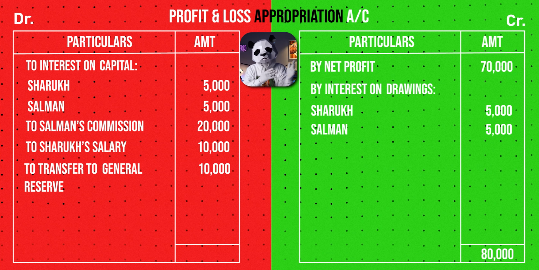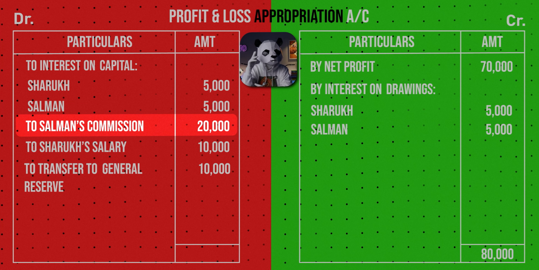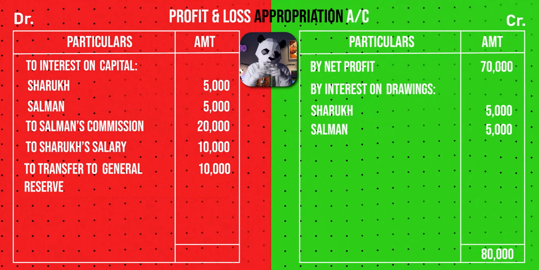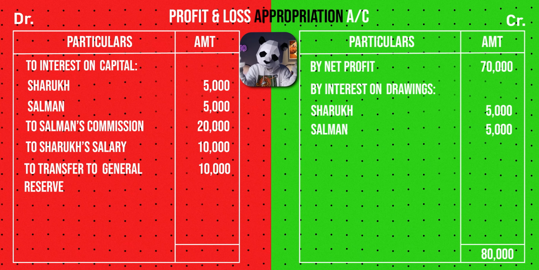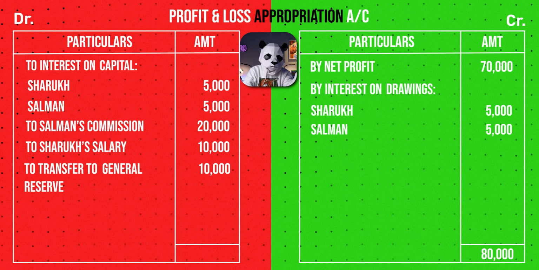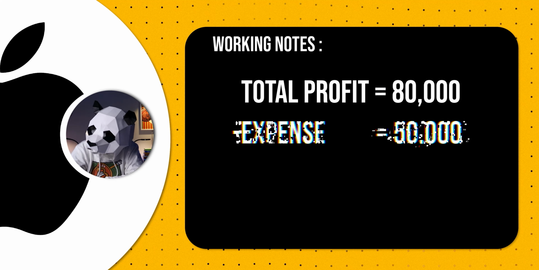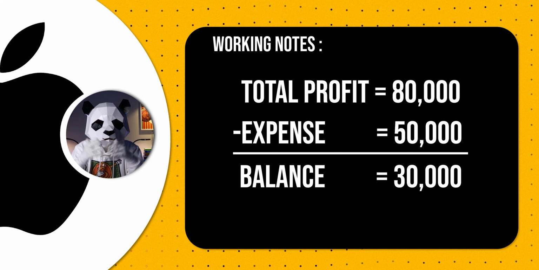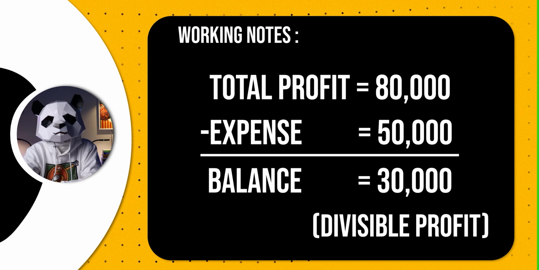And it is from this 80,000 that the business paid interest on capital 5,000, commission 20,000, salary 10,000 and transferred 10,000 to the general reserve. As we already know in accountancy, whatever account you prepare, both left and right side totals should be the same. Here the right side total is 80,000, but the left side total is just 50,000. You had 80,000 in your hand and you paid 50,000 from that. So remaining profit is of course 30,000 rupees. And in accountancy, we call this remaining profit after paying everything as divisible profit.